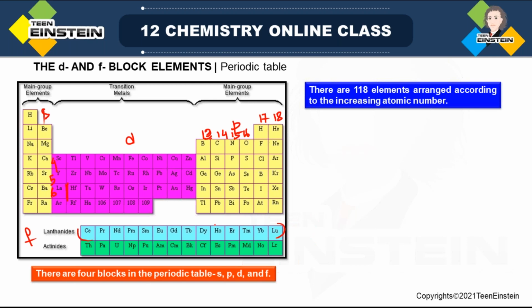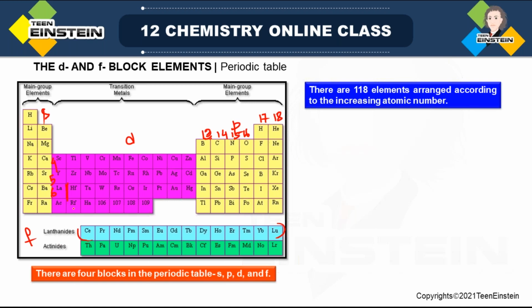Because if you place all these 14 elements in the periodic table, it will be very wide, and handling the periodic table will be very difficult in day-to-day life. So that is why it is placed below the periodic table.